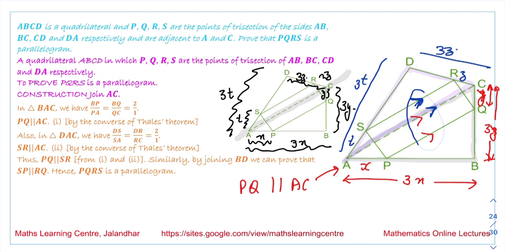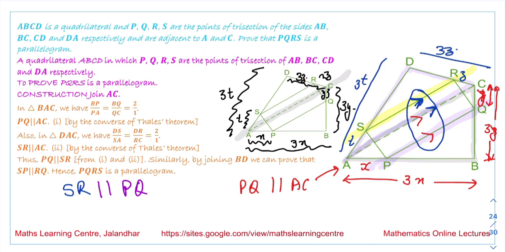So combining these results, we obtain that SR, this line we are talking about, is parallel to PQ. This is the line PQ we are talking about. These two lines are parallel to each other.